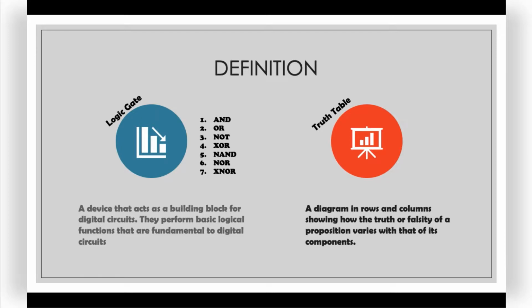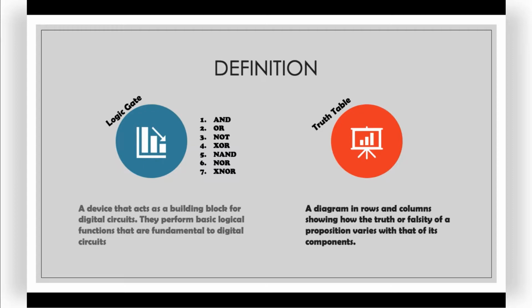For the second one is OR. OR true if either A or B are true. It means any A or B is 1 or true, so the output will be 1 or true. For the third one is NOT. NOT is inverse value. It is true if input is false and false if input is true. It means if the input is 1, the output will be 0. Same, if the input is 0, the output will be 1.